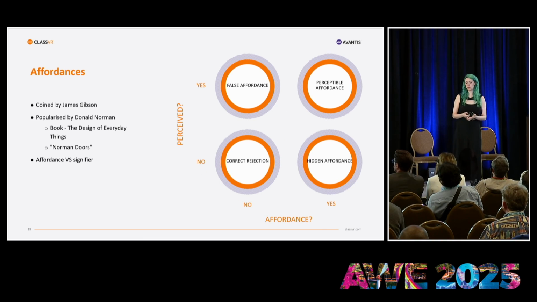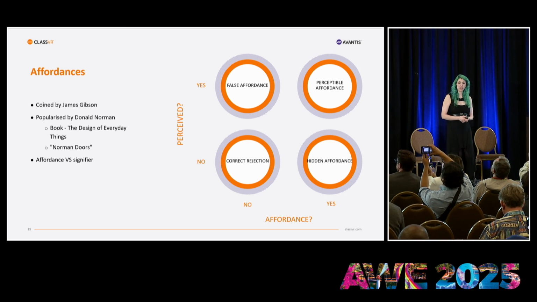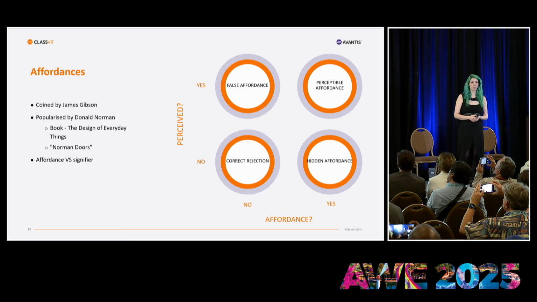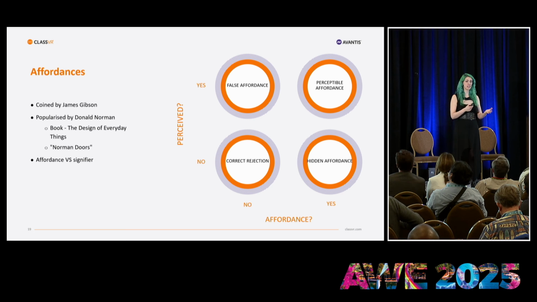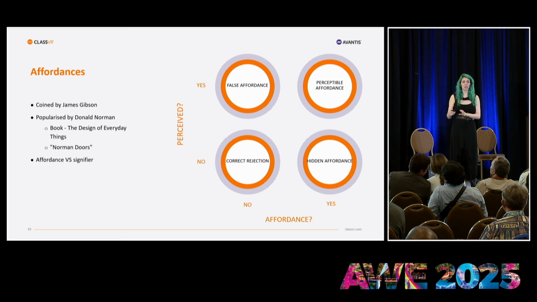So how do we do all these things? Well, one way we can do this is with affordances. This was a term coined by James Gibson in the 70s and popularized by Donald Norman in the 80s. Affordances basically mean the things you can do with an object. When Donald Norman popularized this term, he actually came up with kind of two words. Affordances are the things you can do, and the signifier is the part of the object or the object design which indicates what you can do.